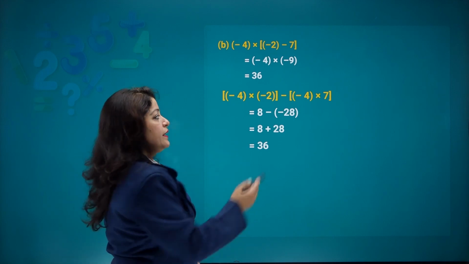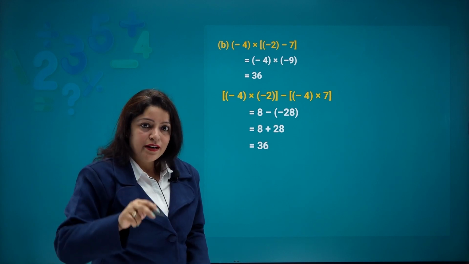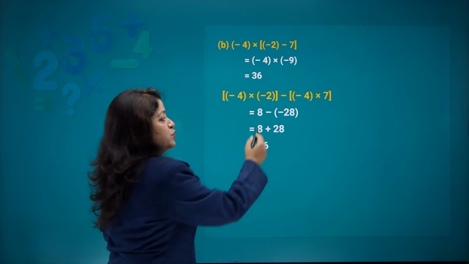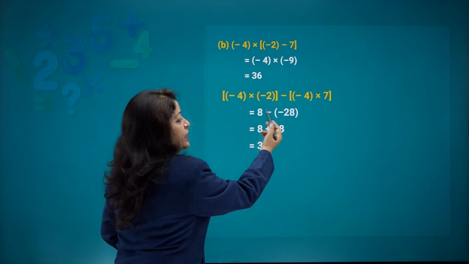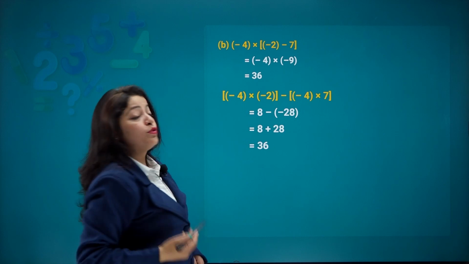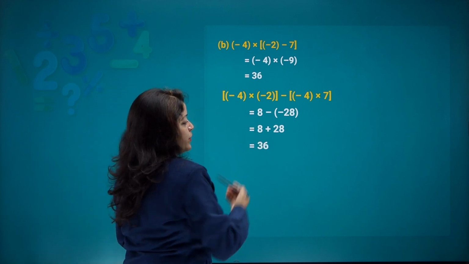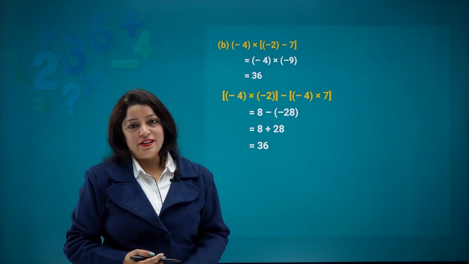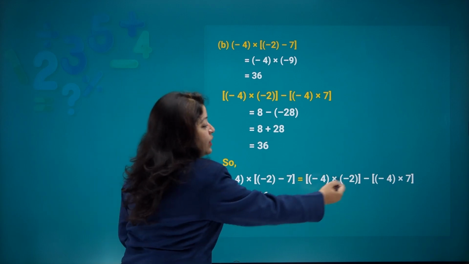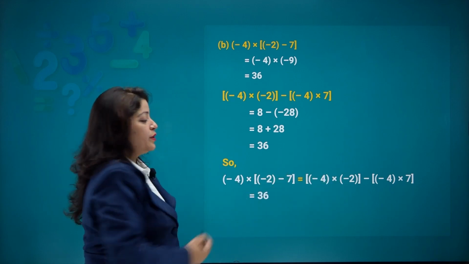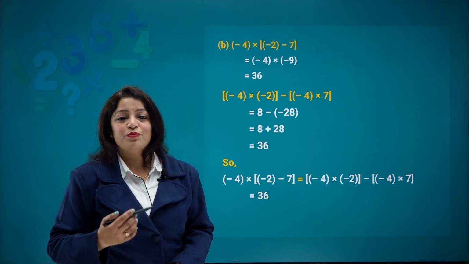Or you can relate it like subtracting a negative integer is the same as adding the integer. Remember, so minus here is getting multiplied by minus. So whenever the same signs are multiplied, the result is positive. So 8 plus 28 and the result is 36. Now we can conclude here that this part is equal to this part, and both the answers are equal to 36 in this case. So again we have applied distributive property here.